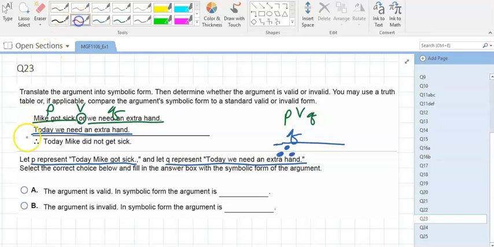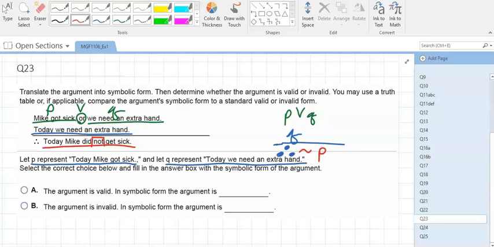And then it says, today Mike did not get sick. So that little not is important to us. What is that? Negation P. So again, you could go to your table if you know the table or are allowed to use the table and see if this is valid or not. But if you don't have the table, we'll run a truth table on this by looking at its symbolic form.